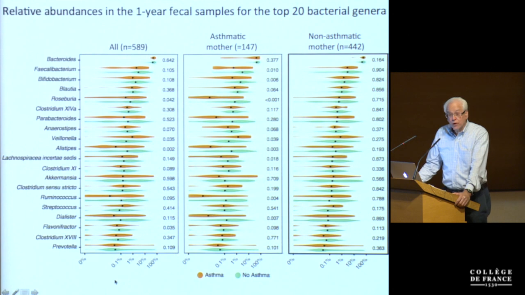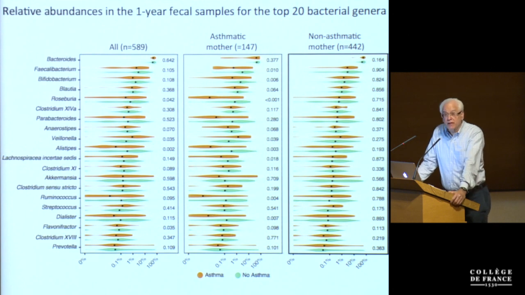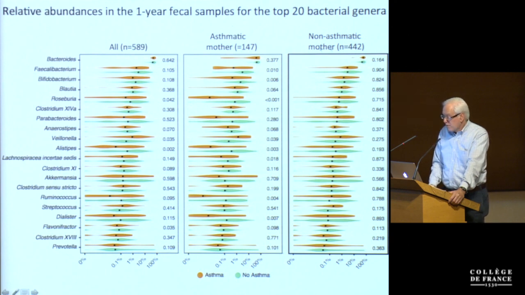So we're interested in what are the microbes that might be related to this risk of asthma, the microbes present at 1 year that might be related to the risk of asthma at 5 years. We don't see much of significance in the kids born of non-asthmatic mothers. We see a number of significant findings in the kids born of asthmatic mothers. This is a little too small and too busy for you to read.